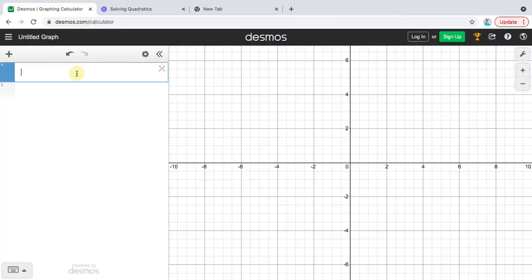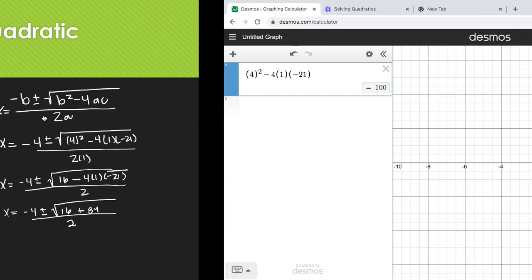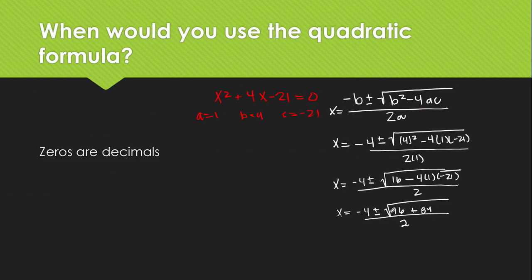So 4 squared minus 4 times 1 times negative 21, I meant to show you the 84 part, is 84. So that's where I got the 84. Notice when I did put in that 4 squared part, it just told us the whole thing that's underneath the square root symbol. So the 16 plus the 84 is where that 100 is.